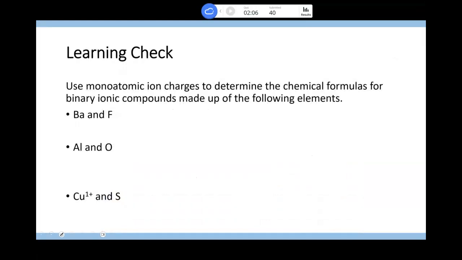Okay, so using this information, let's spend a minute working on that. Using monoatomic ion charges, so what we know from the previous slide, determine the chemical formulas for these binary ionic compounds that are made of the following elements. So essentially, in what ratio do these atoms need to combine so that their charges cancel out?